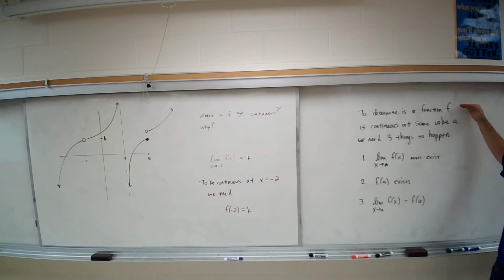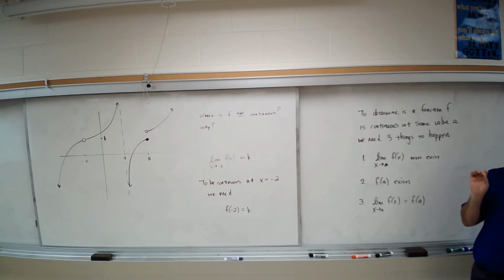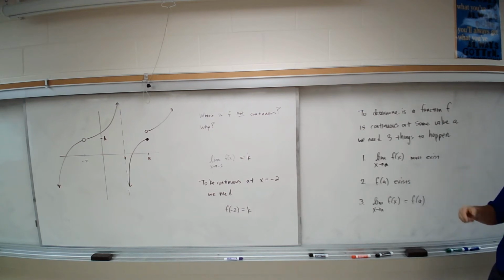Okay, so if we're going to determine if a function is continuous at some value a, we need 3 things to happen. The first, there has to be a limit as x approaches a. And for our purposes, it's almost always going to need to be a 2-sided limit. There are cases, though, where the domain has endpoints, and if it's on an endpoint, you can just use a 1-sided limit because there's no other side. So for right now, it has to have a 2-sided limit. Second, f of a has to exist. So if you plug a into the function, you have to get an answer, right?